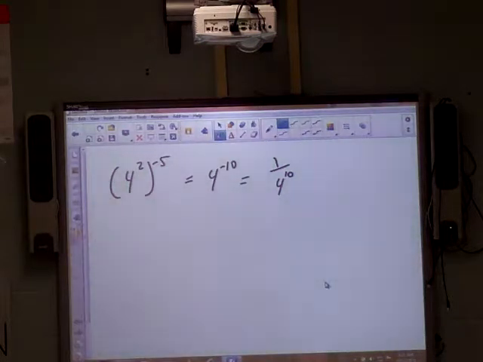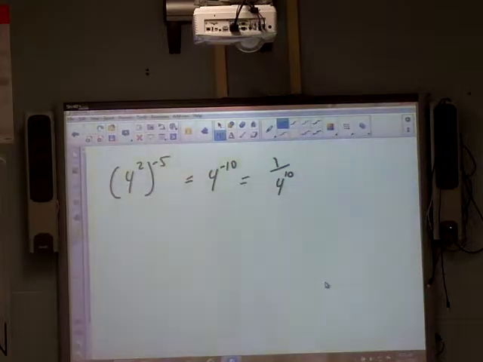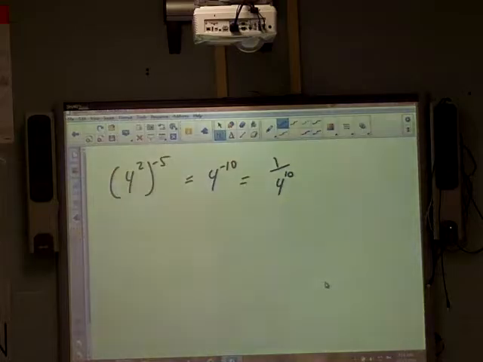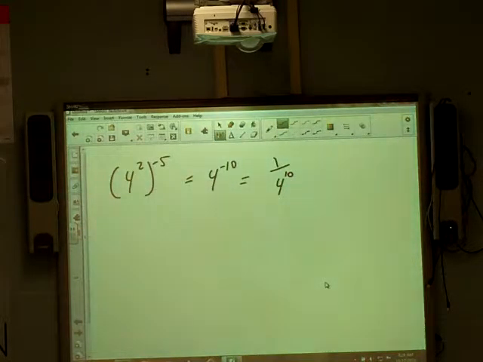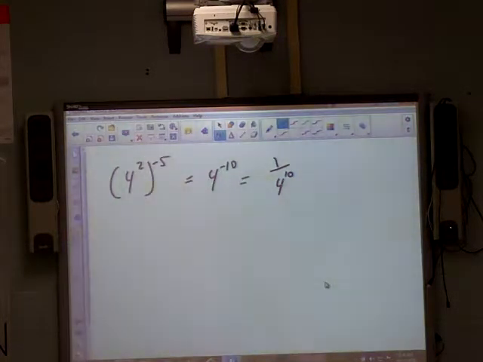Now you can write that if you want to: 4 times 4 times 4 times 4 times 4 times 4 times 4 times 4 times 4 times 4, and figure out what that is. I'm not going to. We're going to do scientific notation here in just a little bit. That on your calculator would show up in scientific notation. Yeah, 1,048,576. It's a pretty small number, one over that. It's pretty small.